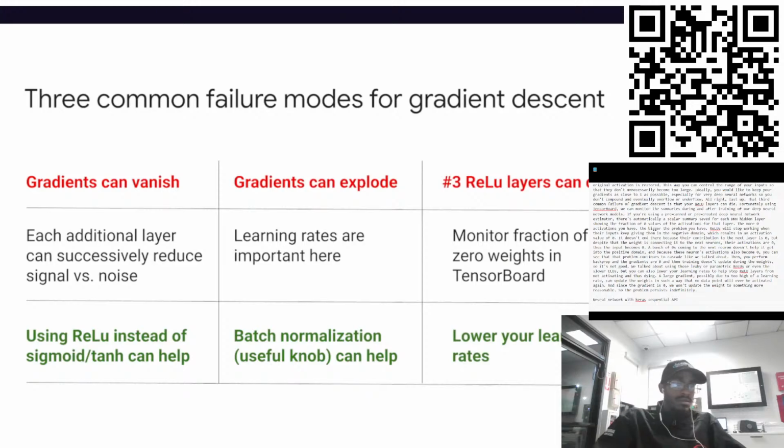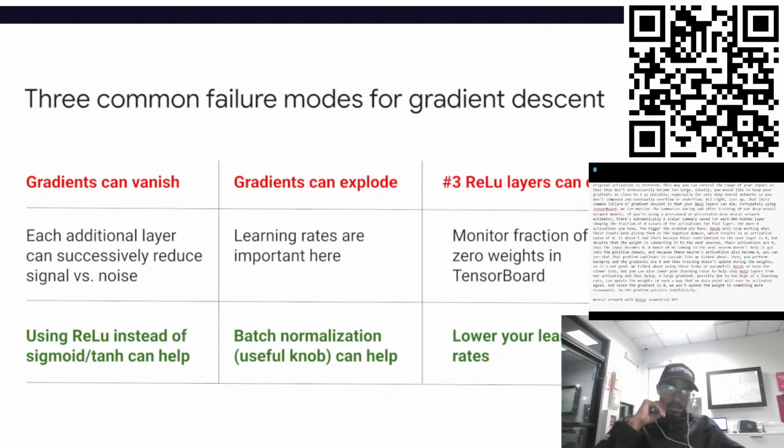All right, last up. That third common failure of gradient descent is that your ReLU layers can die. Fortunately, using TensorBoard, we can monitor the summaries during and after training of our deep neural network models. If you're using a pre-canned or pre-created deep neural network estimator, there's automatically a scalar summary saved for each DNN hidden layer showing the fraction of 0 values of the activations for that layer. The more 0 activations you have, the bigger the problem you have.